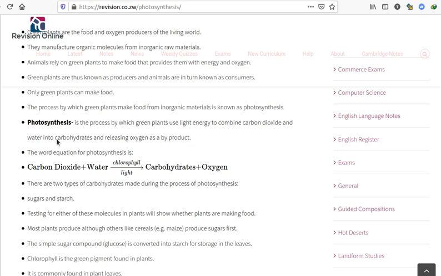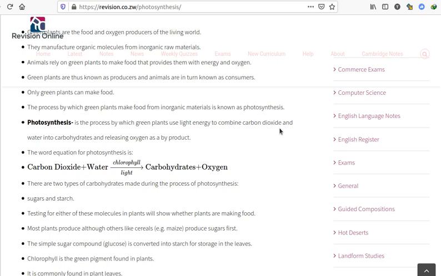So we're saying that plants, they need two things for them to combine, for them to produce carbohydrates. They need carbon dioxide and they also need water. So we are saying that plants combine carbon dioxide and water using light energy. You're supposed to be noting this point, that we need only two raw materials for the plants to photosynthesize. They need carbon dioxide and they need water.